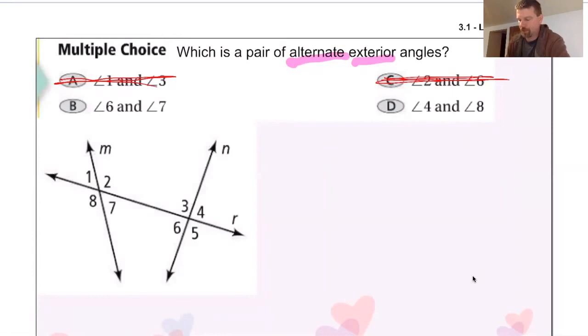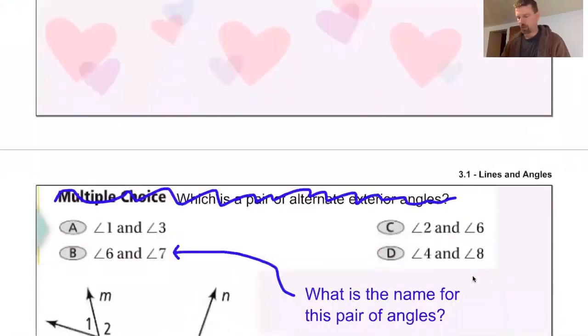All right, let's explore it. 6 and 7, well, here's 6, there's 7. Definitely not, because I'm looking for exterior angles. Exterior means on the outside. So it can't be that, which means it must be D. 4 and 8, let's just double check, 4 and 8. Yep, those are on the outside of the two lines, and they're on opposite sides of the transversal. 8 is below, 4 is above. Those are alternate exterior.